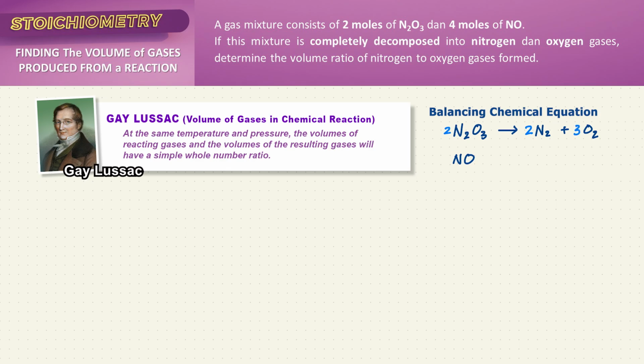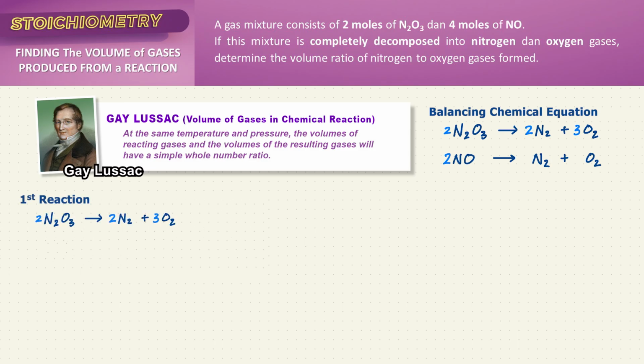For the second reaction, NO will decompose into nitrogen, N₂, and into oxygen, O₂. In balancing this equation, we only need to assign 2 in front of NO, and the reaction is already balanced. Now we are going to analyze the first reaction.